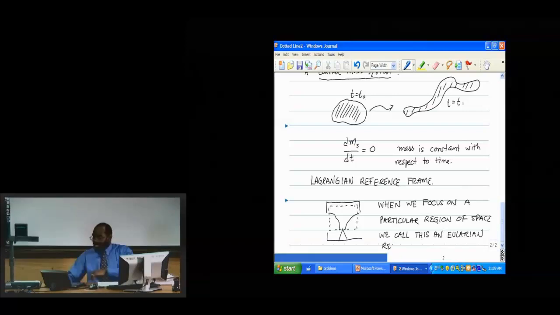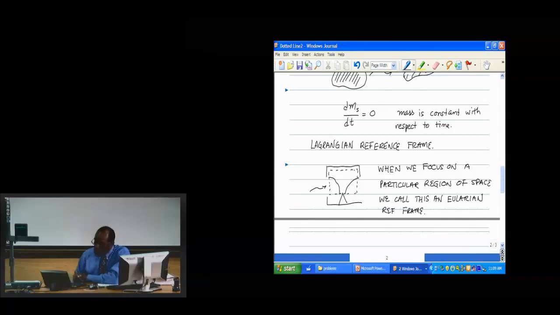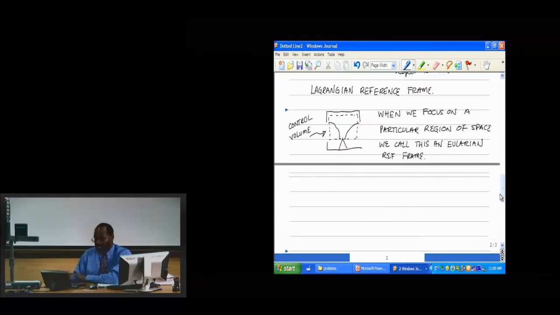Okay, and now, even more importantly, we can call that particular part of space a control volume. So it's a volume of interest, and we can talk about the surface around it, or the area around it, as a control surface.